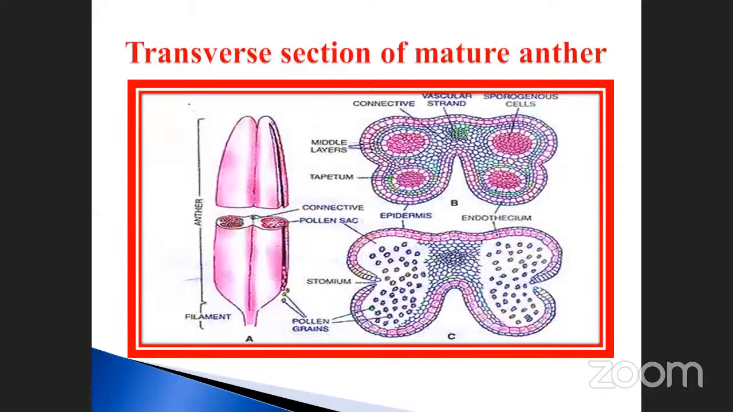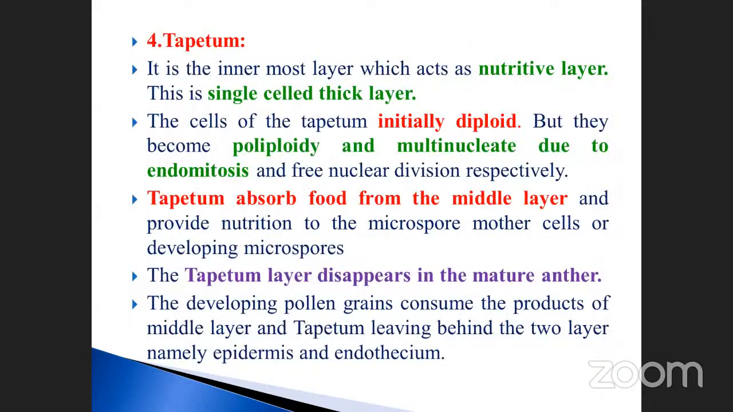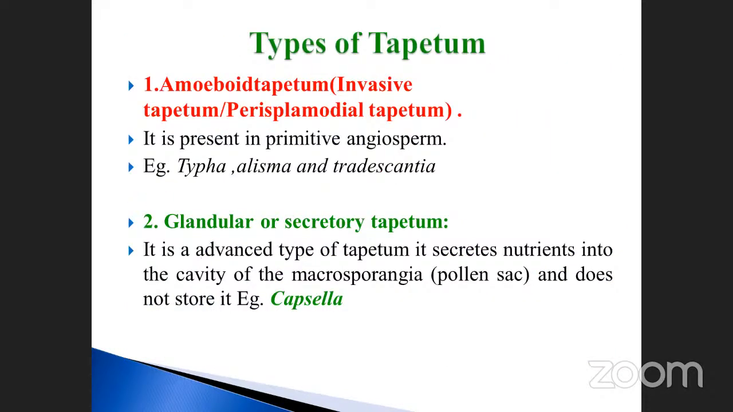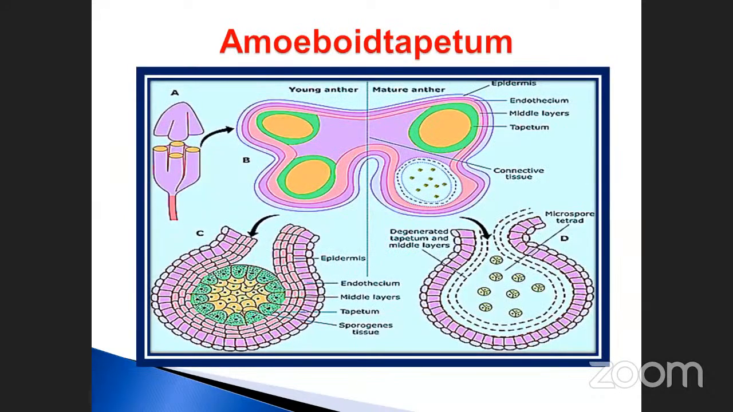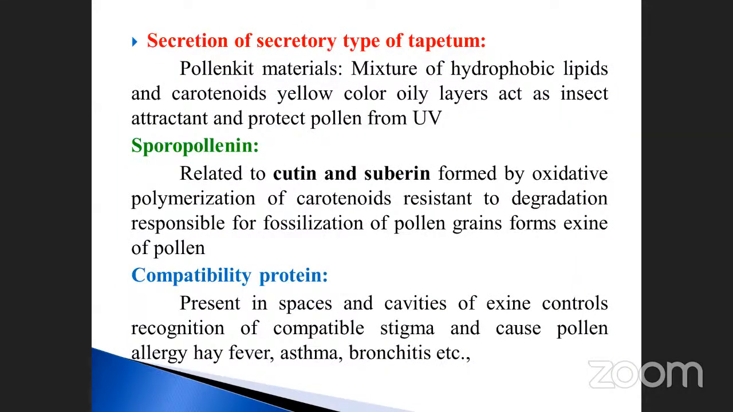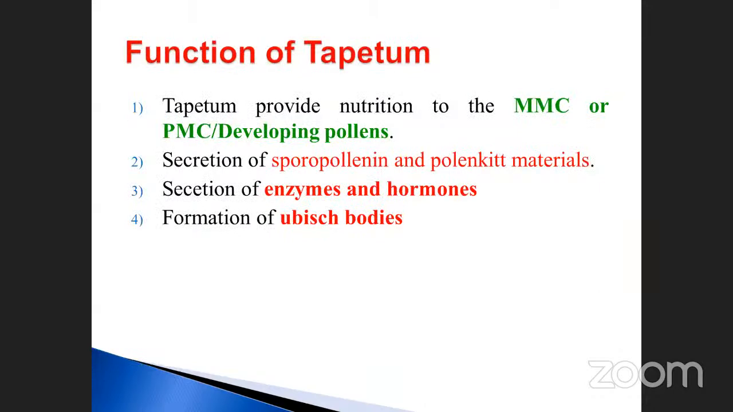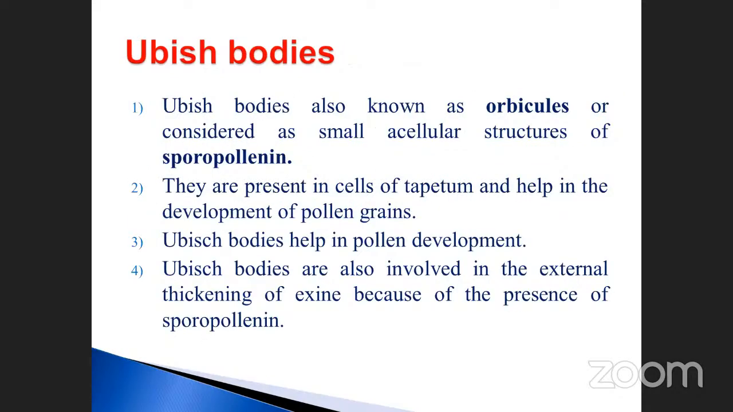So, the transverse section of the mature anther. The outermost layer is the epidermis, and the endothecium is the layer inside it. Inside there is a middle layer, and the innermost layer is called the tapetum. These we already discussed, isn't it? Types of tapetum, particularly the amoeboid tapetum. And secretions and functions of the tapetum and the Ubisch body.